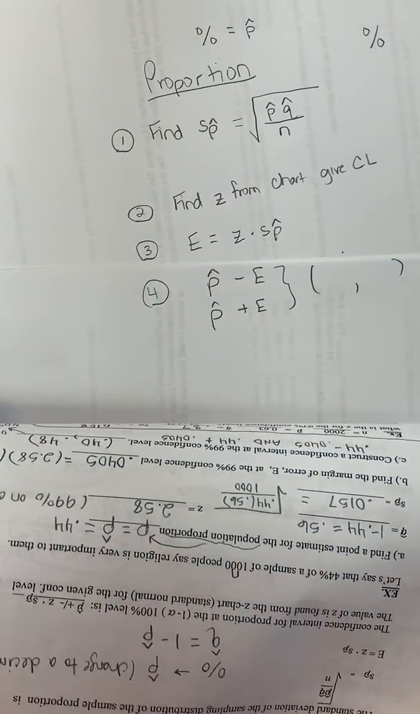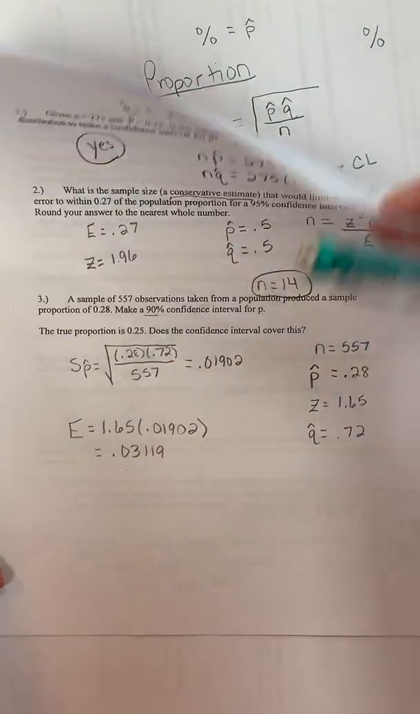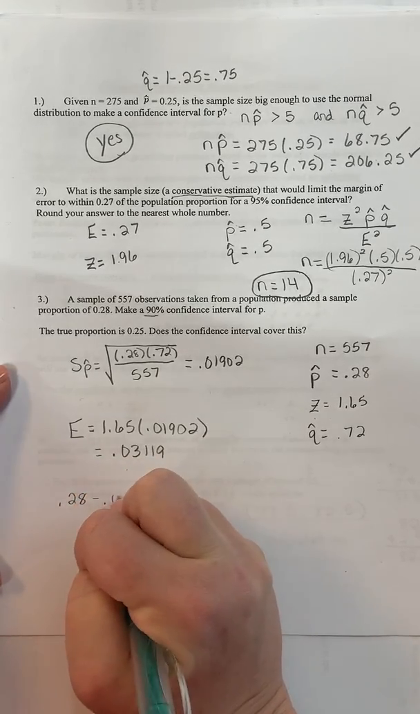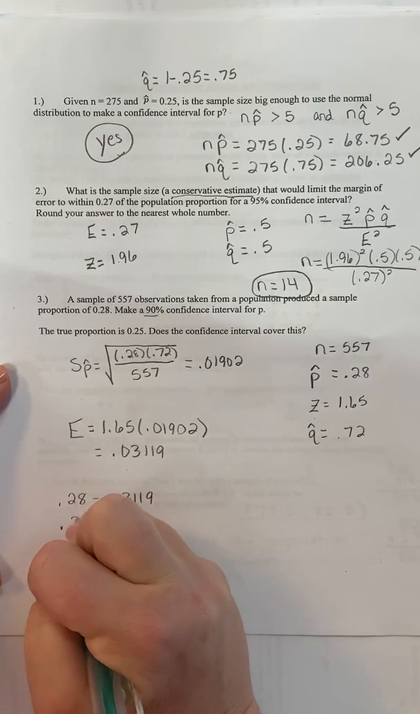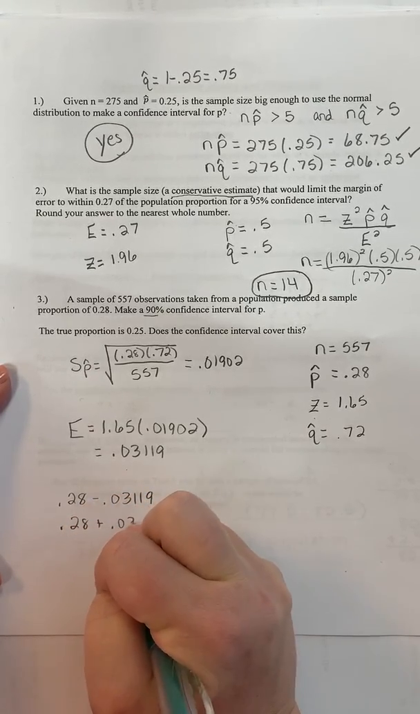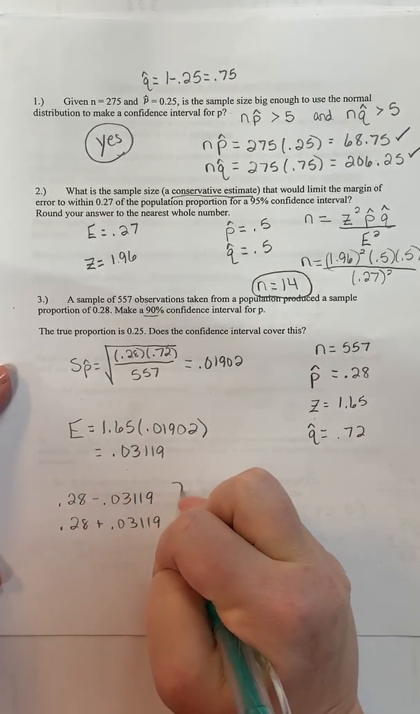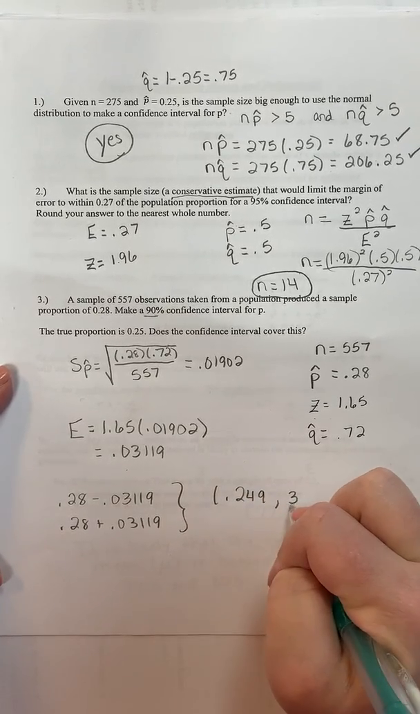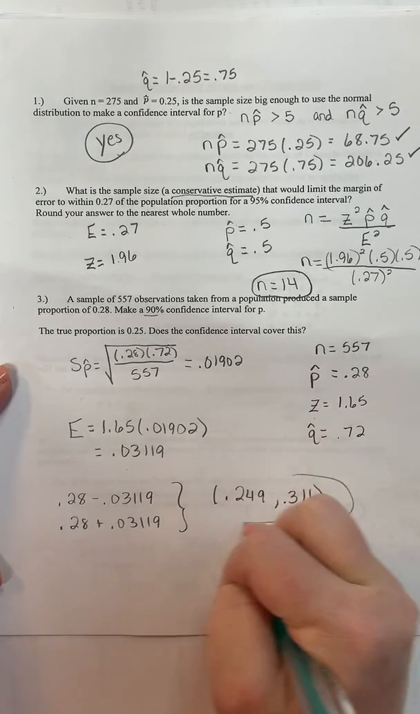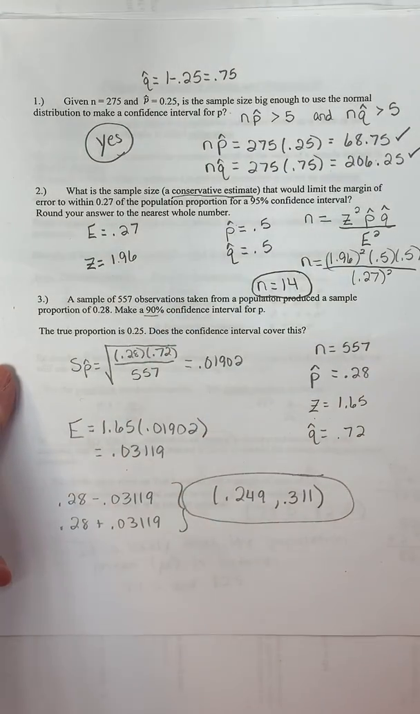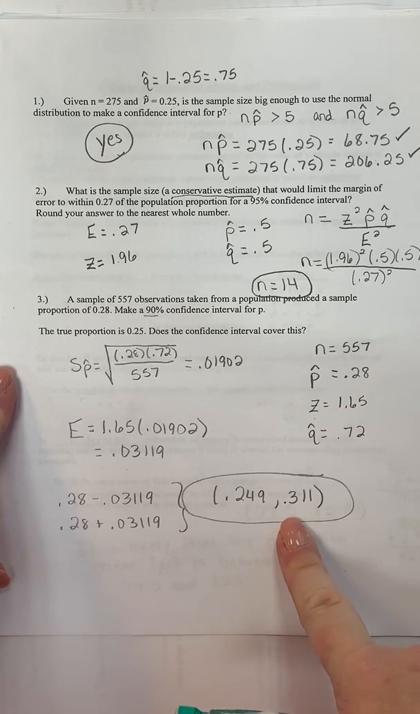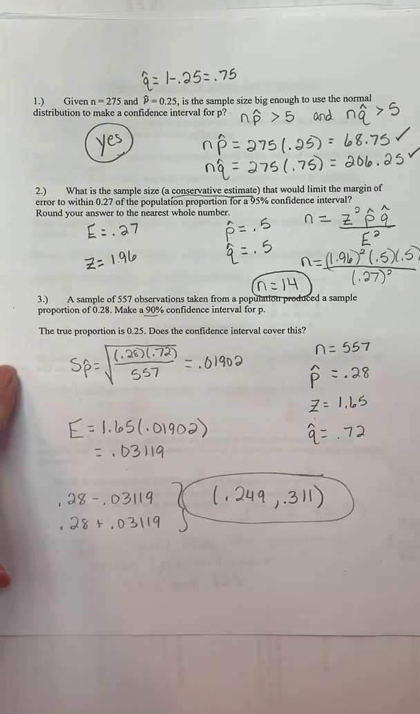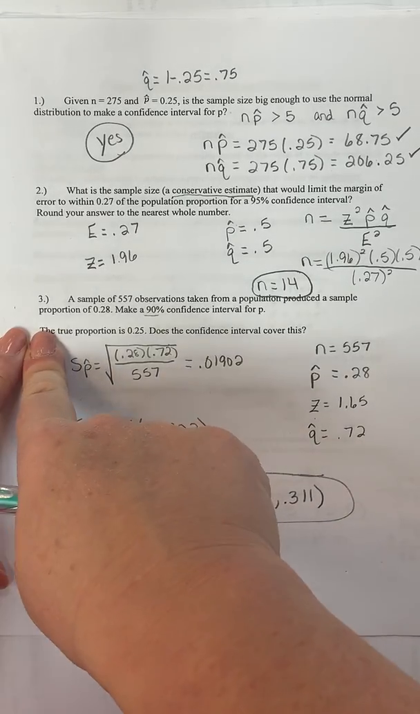Then last but not least is making our interval. So we're going to have p hat minus the margin of error and p hat plus the margin of error. And we're going to put that smaller value first, comma, the larger value. That is a 90% confidence interval for p. We are 90% sure that the true proportion is in this interval. So that brings us to this next question.